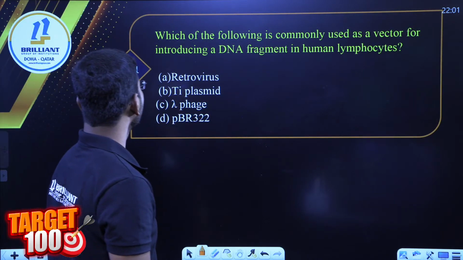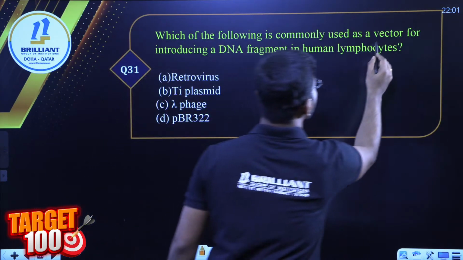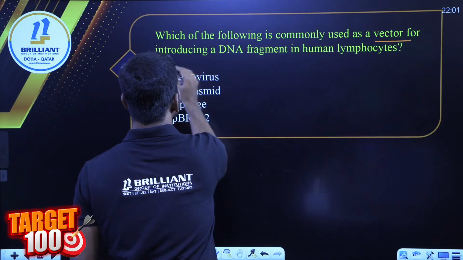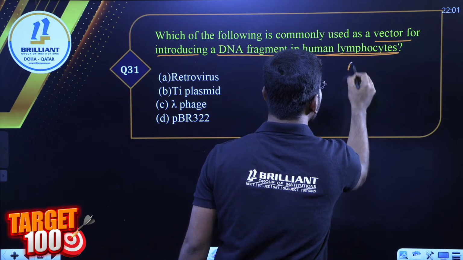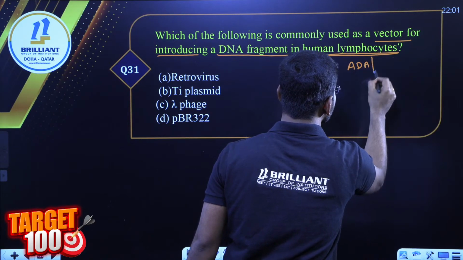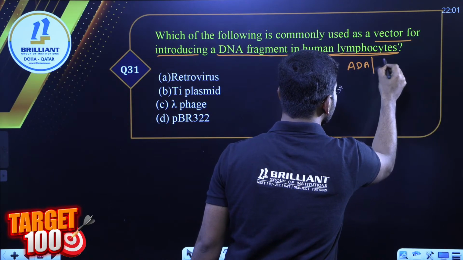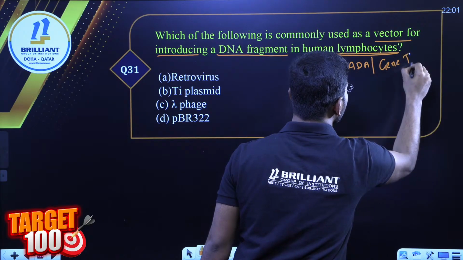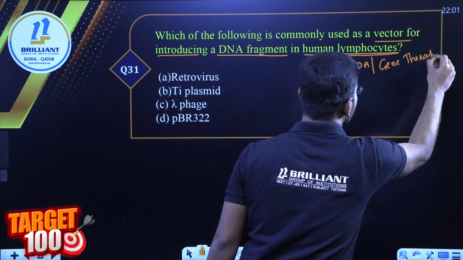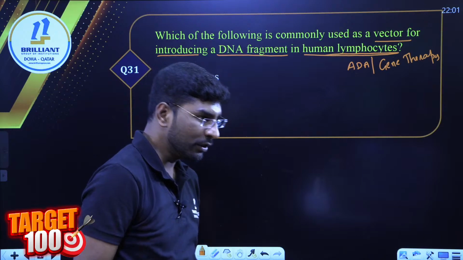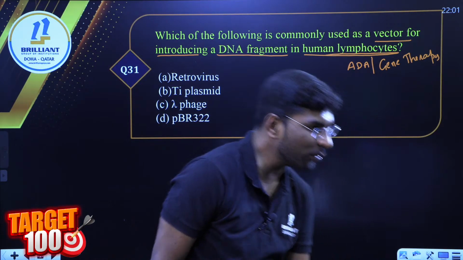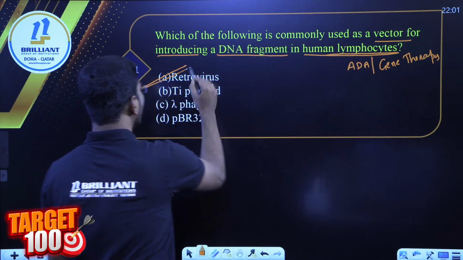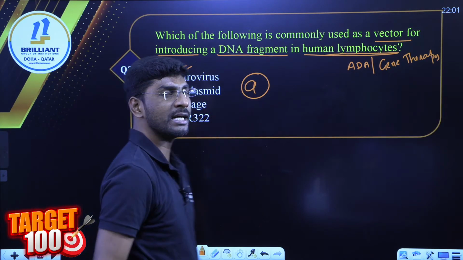Question number 31. Which of the following is commonly used as the vector for introducing a DNA fragment in human lymphocyte? ADA gene deficiency, we discussed this in gene therapy. So anyone of you, therapy, anyone of you. Come on, flip flop. Very good. Absolutely good. Correct. Retrovirus.